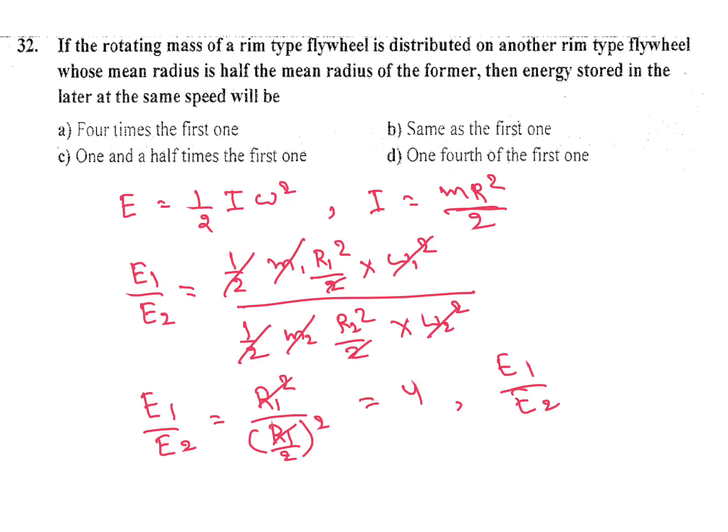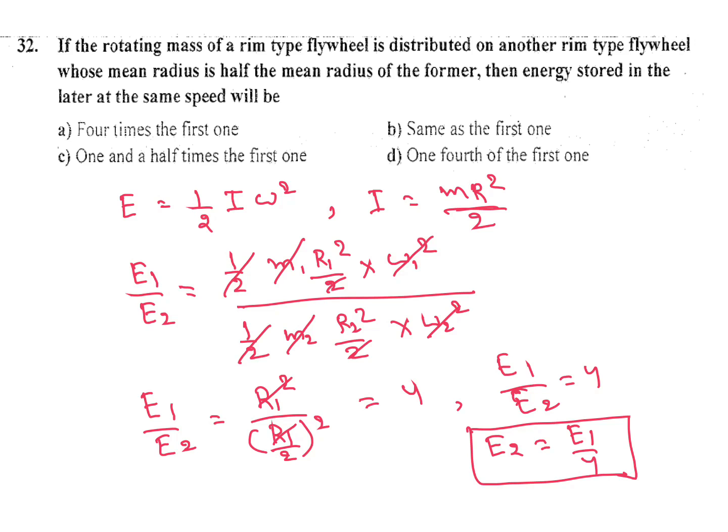In this question they ask the energy stored in the latter at the same speed. E2 they ask, E2 equals E1 by 4, one fourth of the first one. So D is our answer.